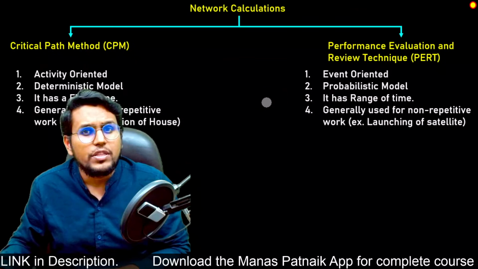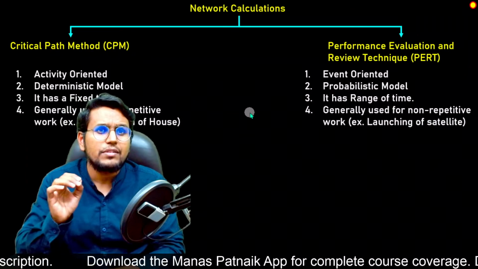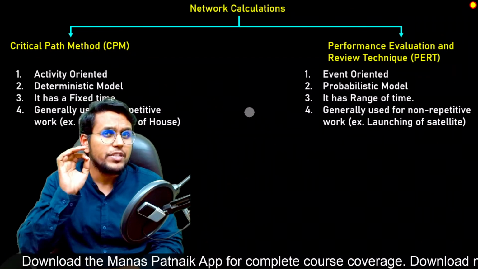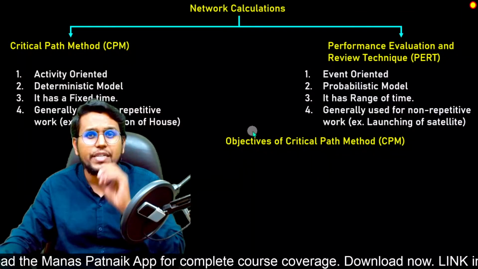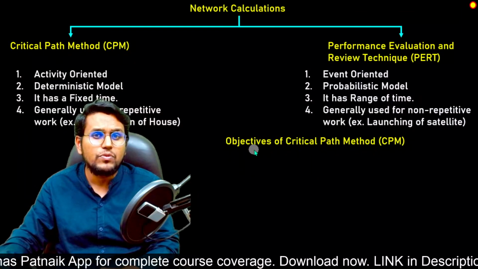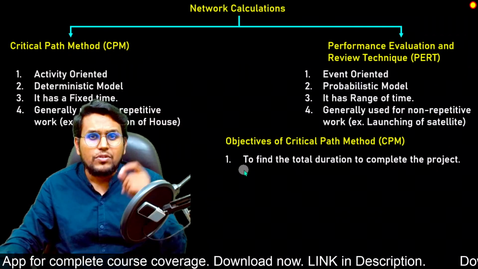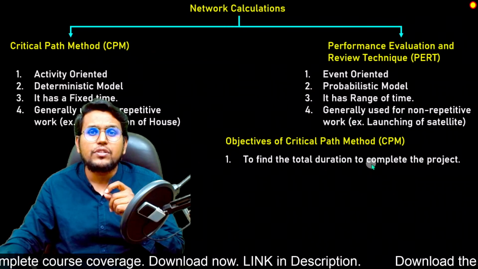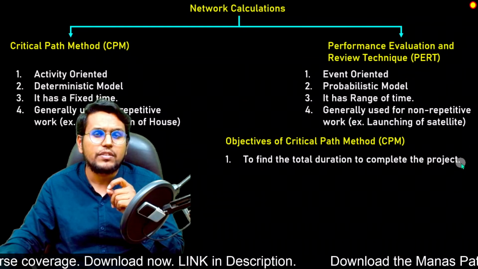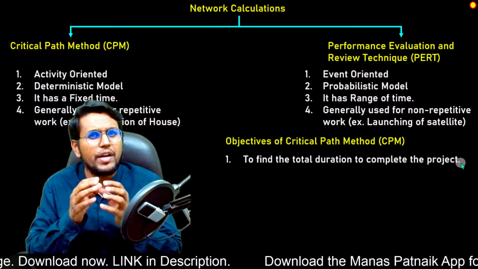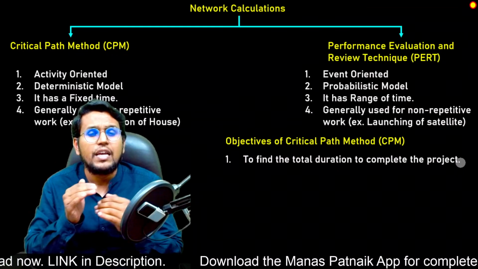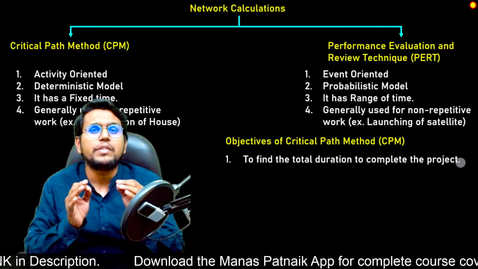Now, when we came to know all this, let us understand the objective of CPM. First we'll deal with CPM. Let us see the objectives of CPM, what we need to do when we do CPM. It is used to find the total duration to complete the project. So basically it is done to find the completion time of the project, at which time the project will be completed.